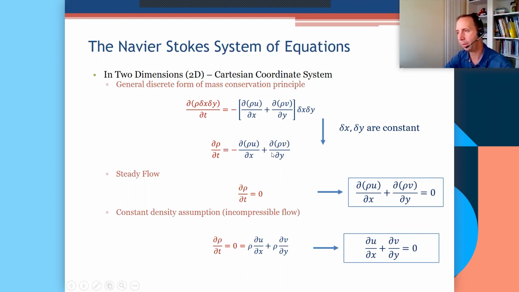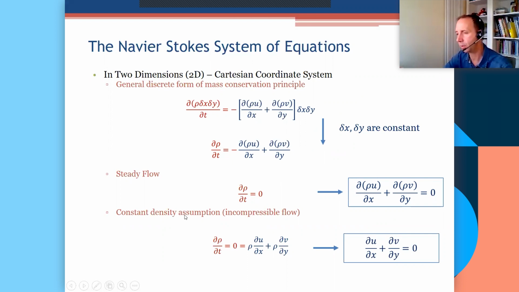Right, you can then make further simplification. If your flow is steady, there is no time derivative. Okay, it means that things don't change with time, so this term goes to 0. And you're left with just that. The minus sign disappears because it's equal to minus 0, or your 0 is the same.